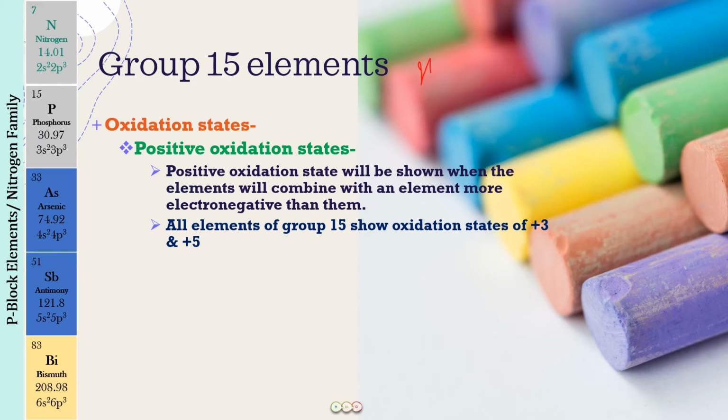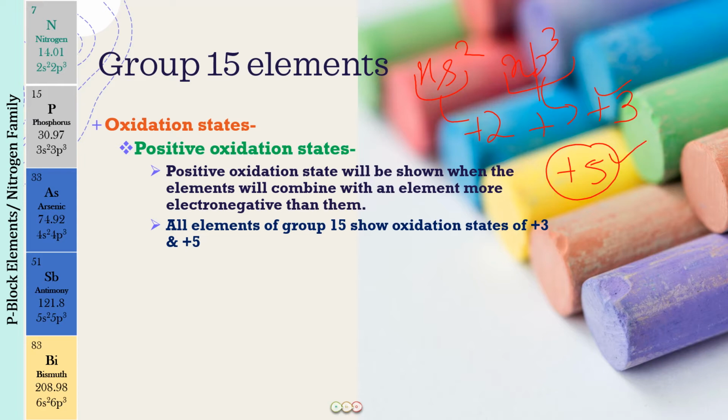We have the configuration ns2 np3, right? So if these 3 electrons are lost, or they participate in bond formation, I would say it would be better to say that these 3 electrons of the p orbitals participate in bond formation, then the oxidation state is going to be +3. Okay, and when these two also participate in bond formation, it will be another +2. So +2 and +3 is going to be +5. So the common oxidation states are +3 and +5.